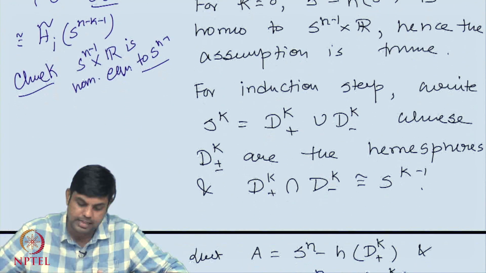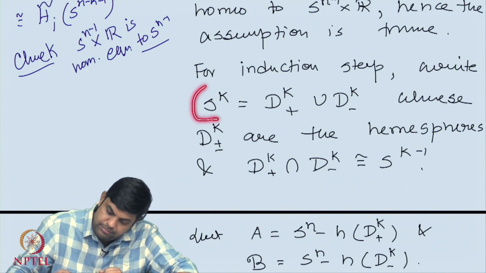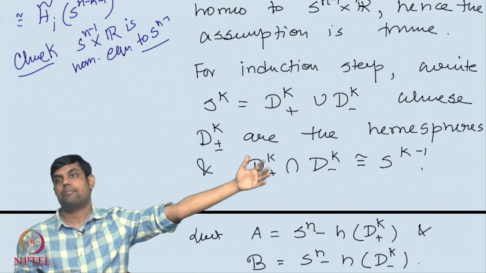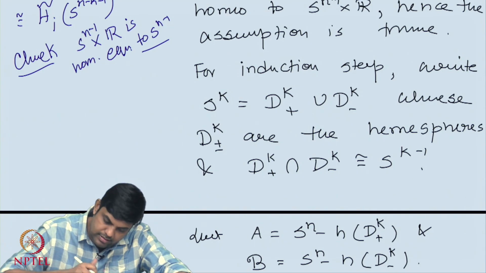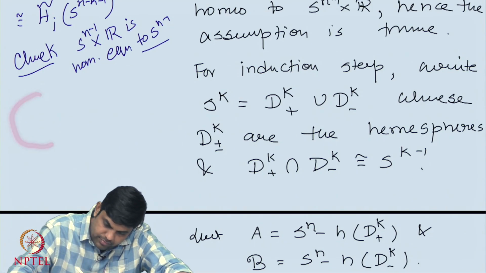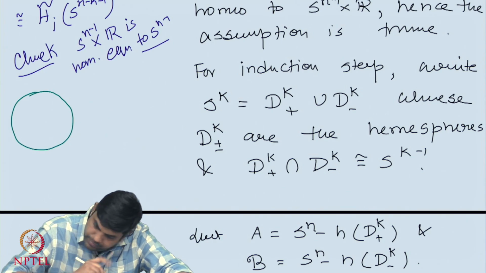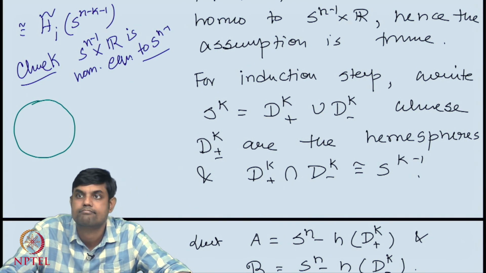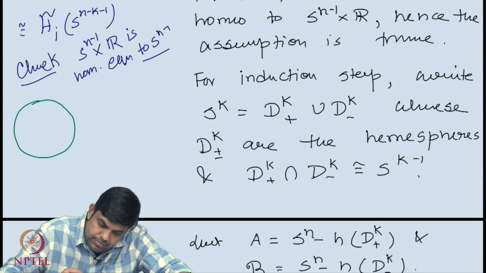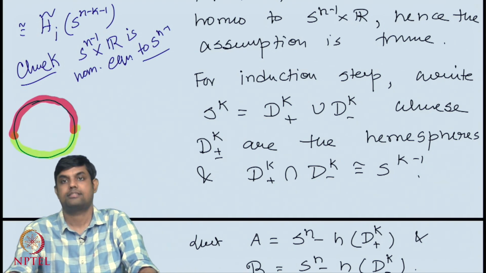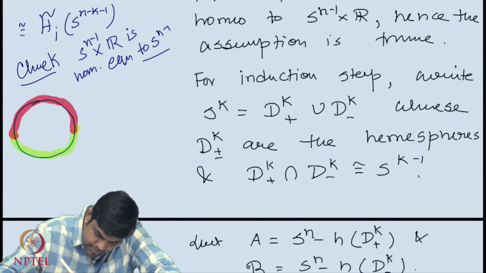Now, in the induction step, write Sk as 2 hemispheres Dk plus and Dk minus. Okay. So, in the circle you have, let me draw that, this hemisphere and this hemisphere, okay, and the intersection is S0 on S2.